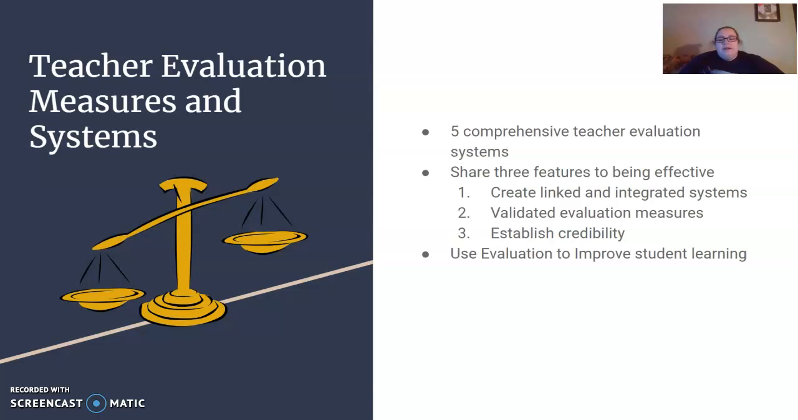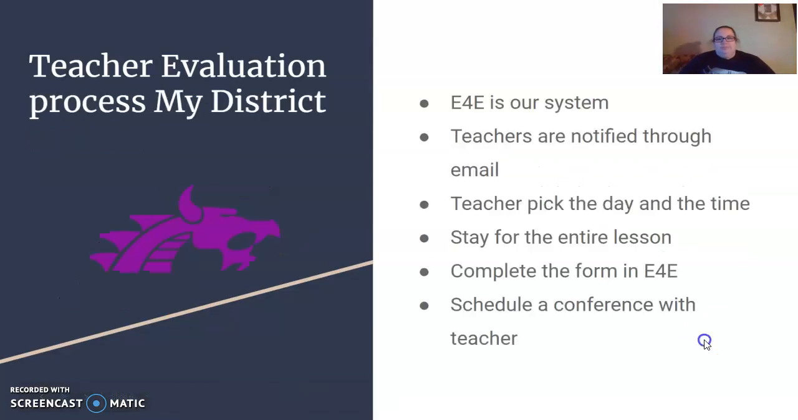With this article, it talked about using evaluation to improve student learning. Evaluation should be a learning tool. It should be something that teachers learn from and gain better skills and better knowledge of being more effective teachers. For my district at Wilson, our system is called E4E.